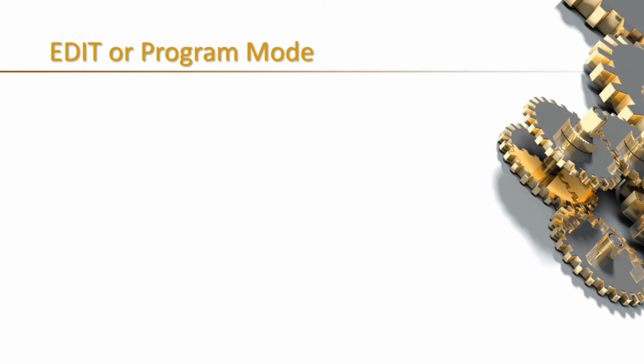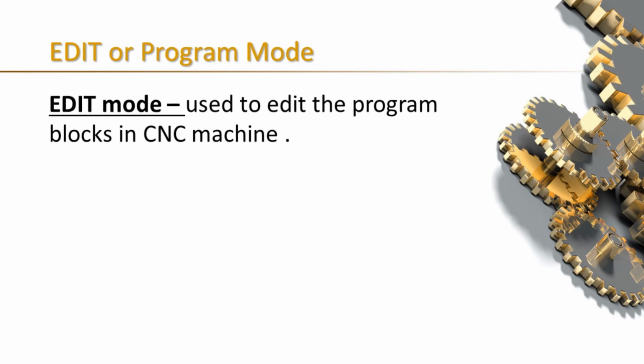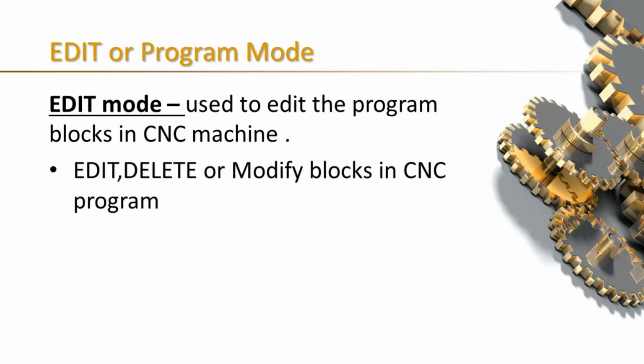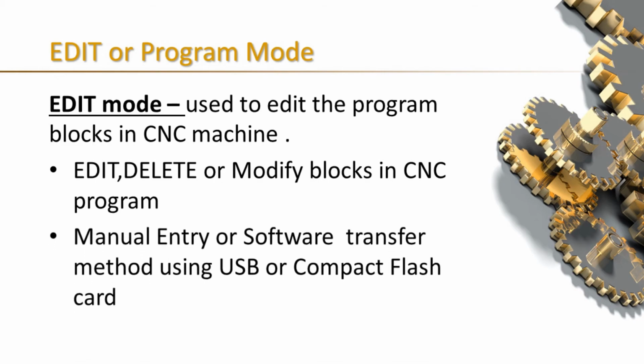Next, about the edit mode or the program mode. This edit mode is used to edit the program blocks in the CNC machine. You can edit, delete, or modify the blocks in the CNC program. Blocks are nothing but the program lines mentioned in the program. The program can be entered manually or transferred through software. The software transfer method means that by using a USB cable, you can transfer your program from the laptop to the machine, or by using a compact flash card, you can store the program and also execute the program.